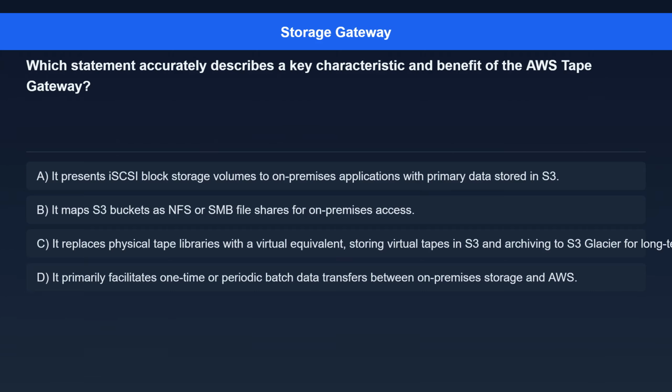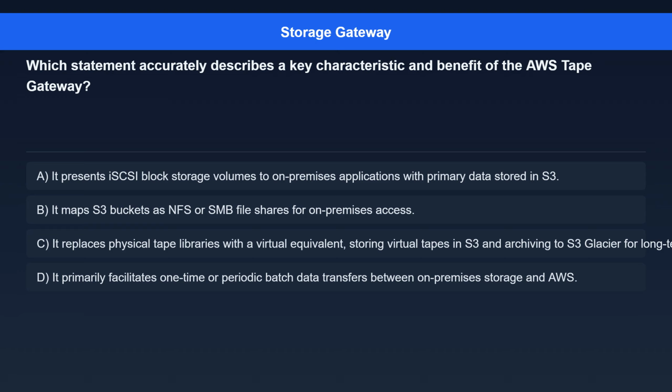Question 6. Which statement accurately describes a key characteristic and benefit of the AWS Tape Gateway? Option A. It presents iSCSI block storage volumes to on-premises applications with primary data stored in S3. Option B. It maps S3 buckets as NFS or SMB file shares for on-premises access.